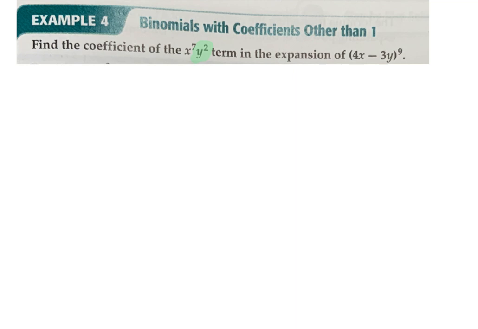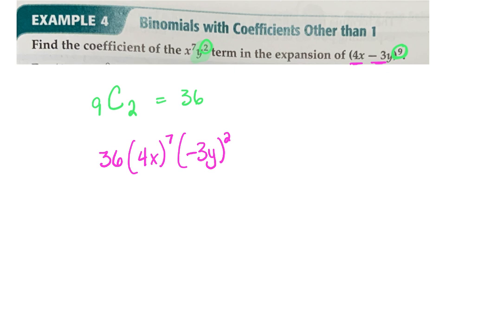And so for the combination piece of it, we're going to say n things, which is my 9. And then the r has already been given to me by my exponent on my second term. 9 things taken 2 at a time. And when you do that, you get 36. But we're not quite done, because in this particular one, we have a 4x and a negative 3y. And so we have to plug those in. We have 36 in front, but we also have a 4x taken to the 7th power and a negative 3y taken to the 2nd power.